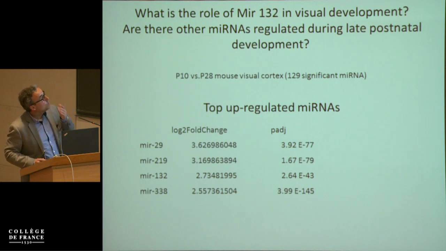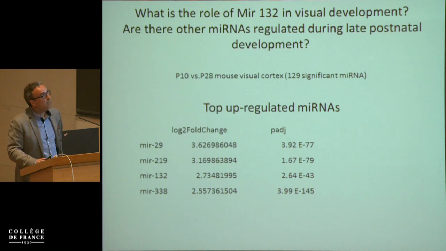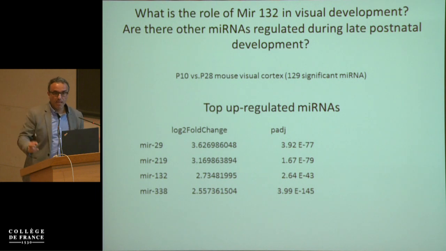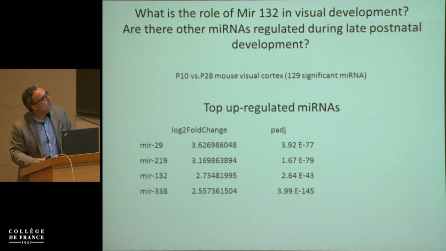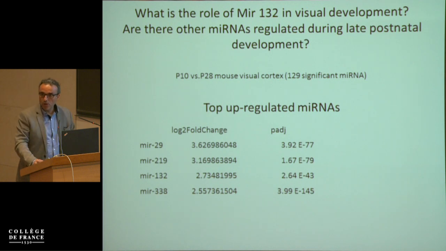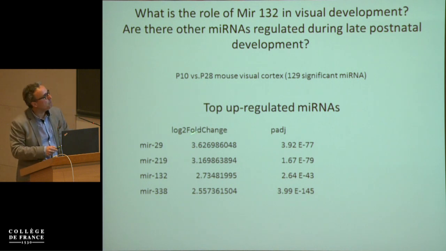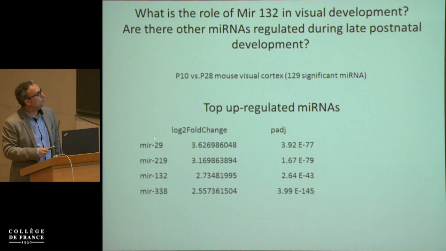What we did was a small RNA-seq experiment comparing P10 and P28, two ages: right at the beginning of visual development, and when visual development is almost finished and plasticity is at its peak. We observed that many microRNAs are regulated, 129, and in particular, among the top regulated microRNAs, miR132 again came out. So it's also regulated during development. It is strongly upregulated with development.